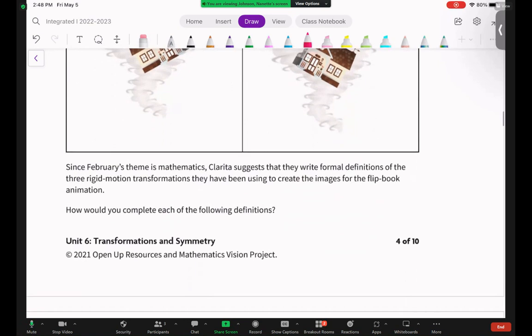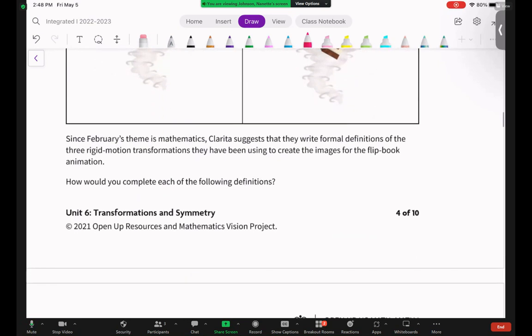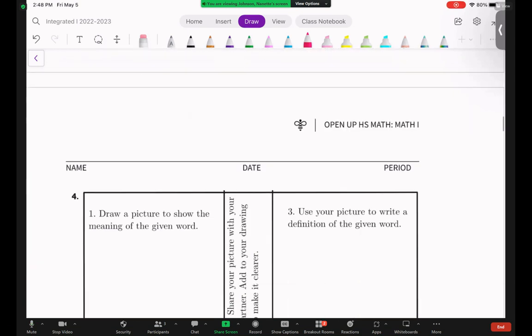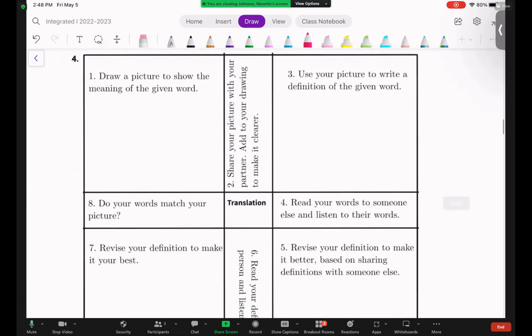So since February's theme is mathematics, Clarita suggests they write the formal definitions of 3 rigid transformations they've been using to create images of the flipbook. How could you complete each of the following definitions? So here's something.